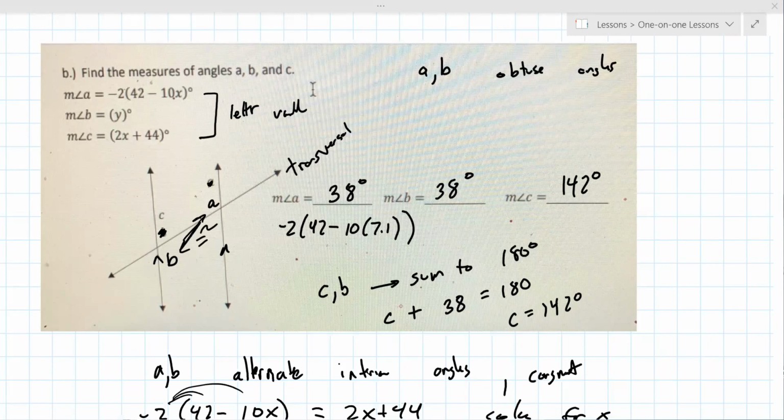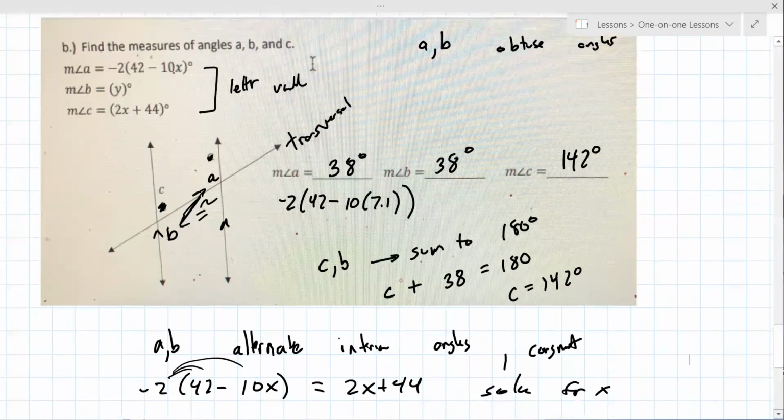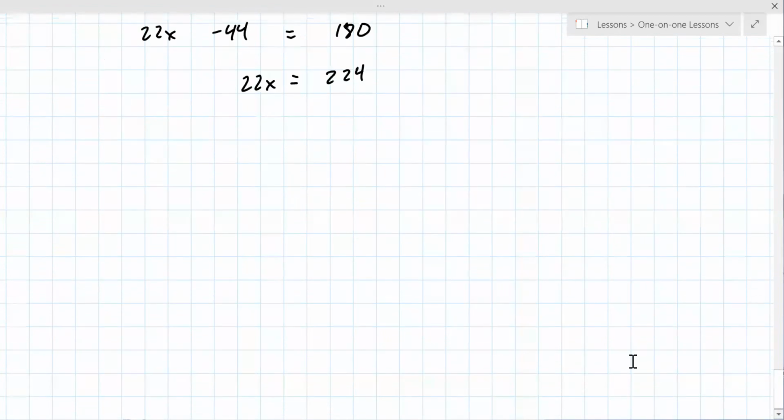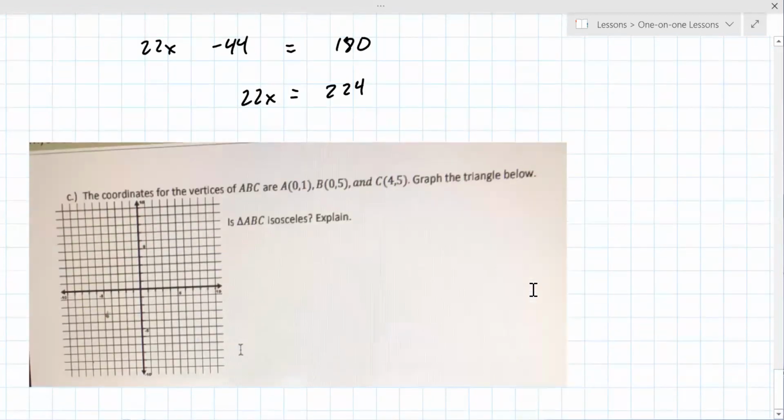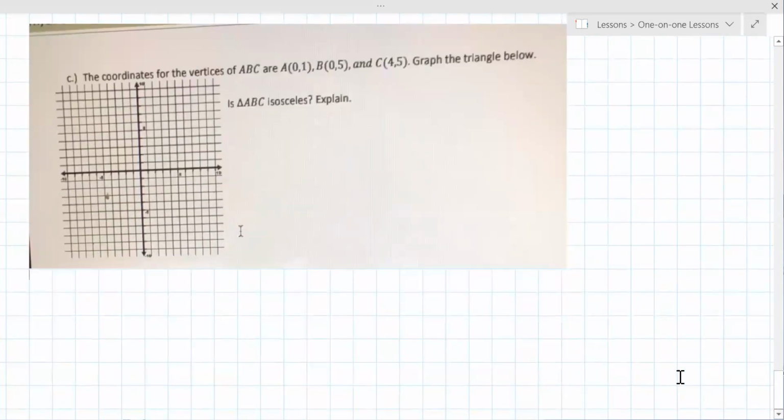Okay, for the coordinates of the vertices, okay, got it. Graph the triangle. Okay, we can do this. Let's just graph the points here. 0, 1 is there, 0, 5 is there, and 4, 5 is there.